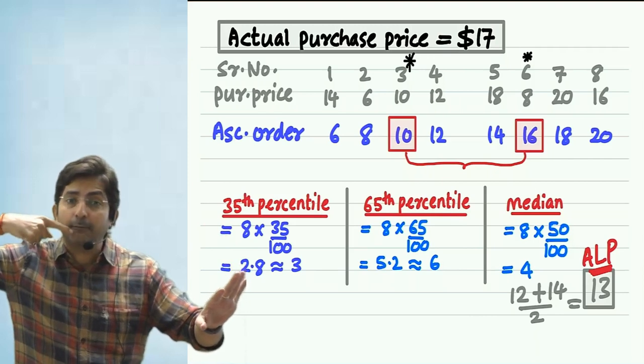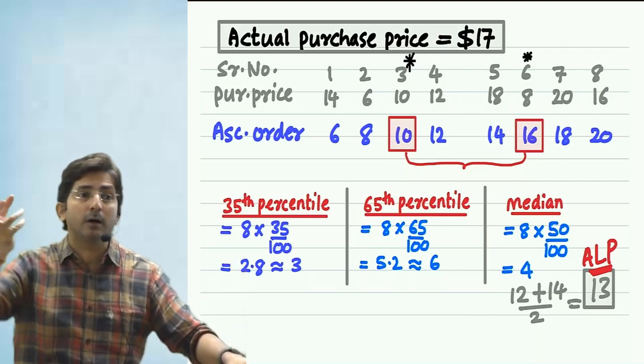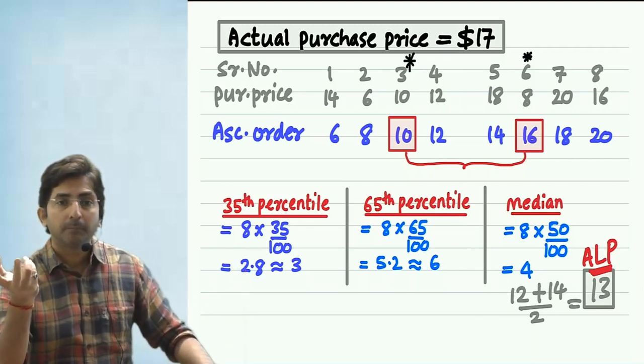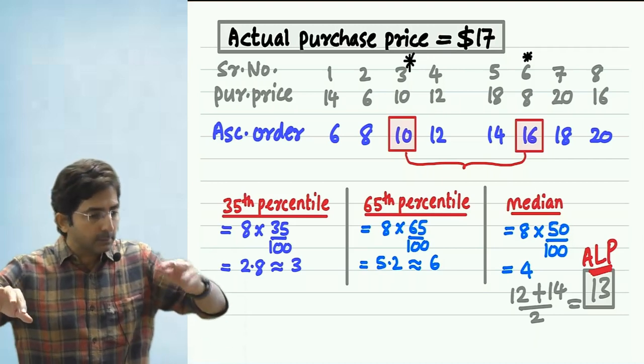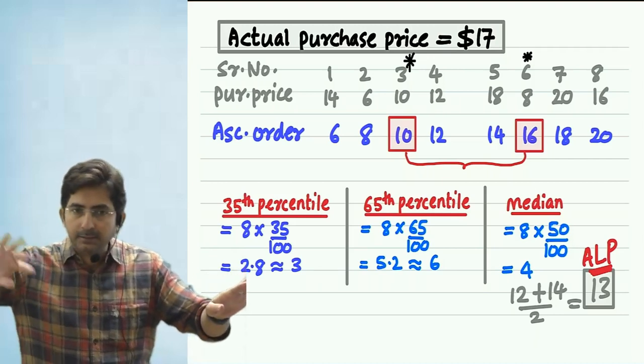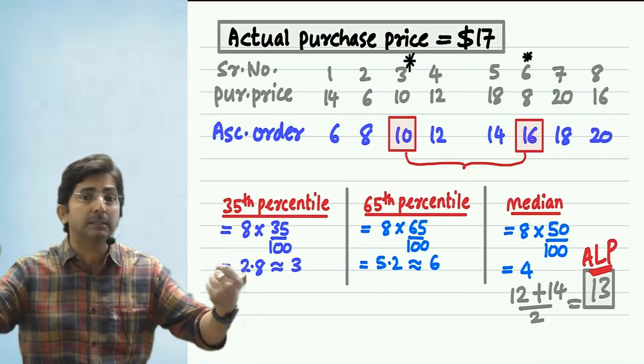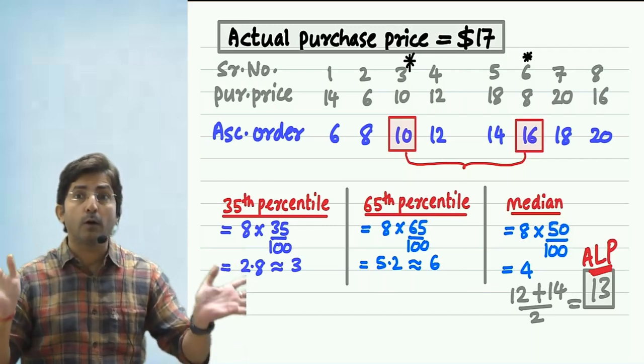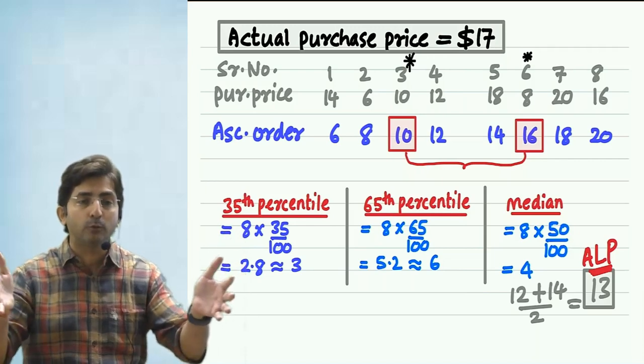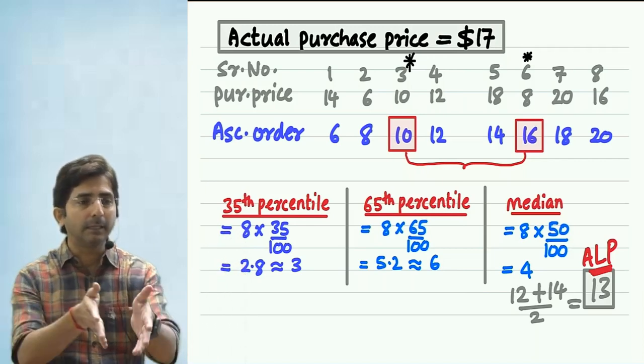You know why I said 35? Because above 65 you are left with 35 only. So imagine minus lowest 35, minus highest 35. This way 70 prices are deleted. So out of 100 prices, now we are left with only 30 prices.